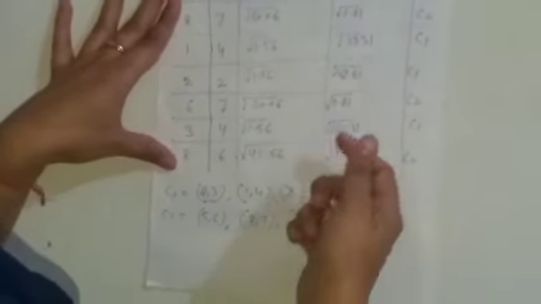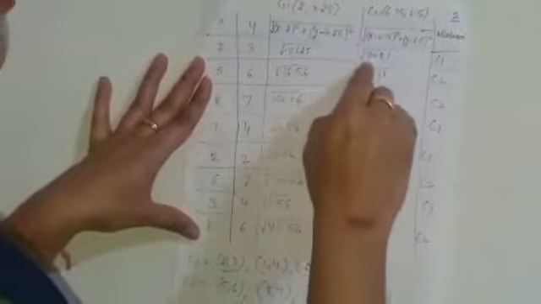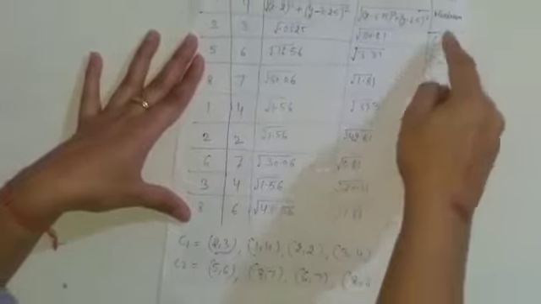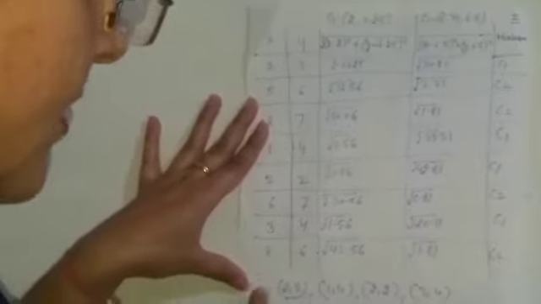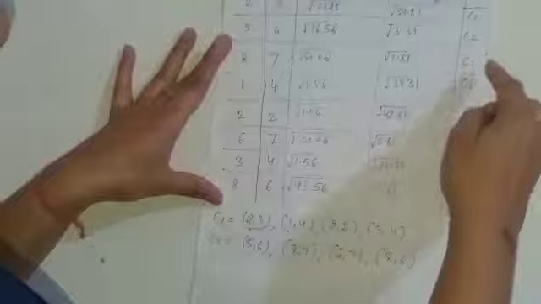After that, we can calculate the minimum value. 0.60625 and 34.81, the minimum value is C1. 16.56 and 3.31, the minimum value is C2, and so on. After that, we have to write the C1 data set and the C2 data set. C1 is (2, 3), (1, 4), (2, 2) and (3, 4), and the C2 data set is (5, 6), (8, 7), (6, 7) and (8, 6).